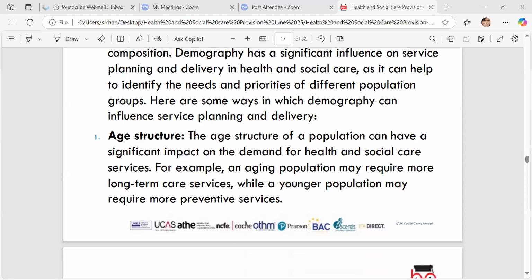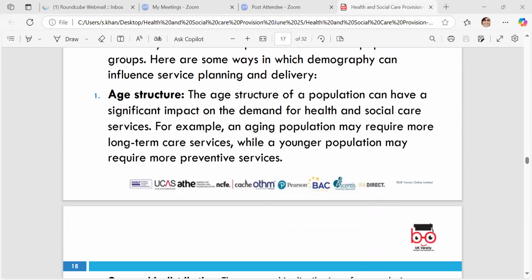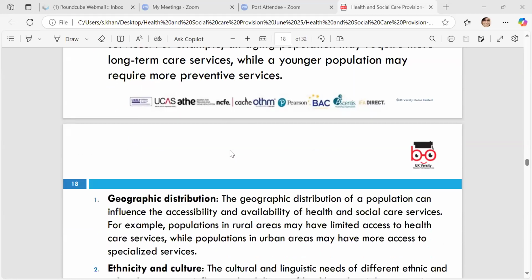The first one is age structure, and this leads to increased demand for long-term care facilities. For example, an aging population impacts on age-related illnesses, and in the long term the younger population as well, as it looks at the services provided for them.